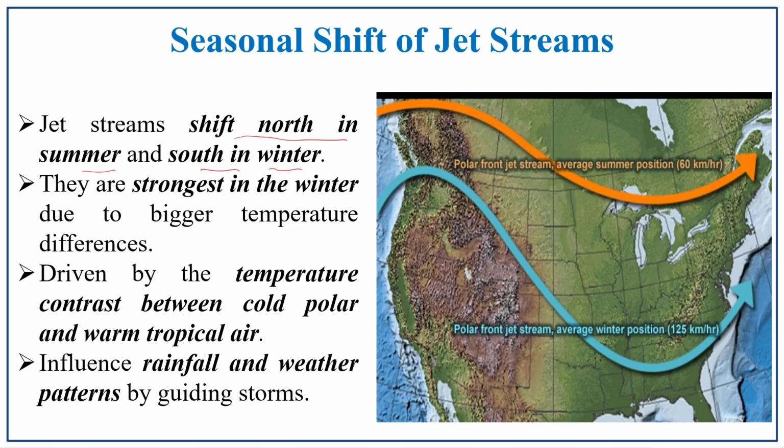So the differential heating process leads to this slight shift. It is driven by the temperature contrast between cold polar and warm tropical air. So warm tropical air is in the lower latitudes and cold polar air in the higher latitudes. Because of this contrast, this slight shift is there in the jet streams. It influences the rainfall and weather patterns also.